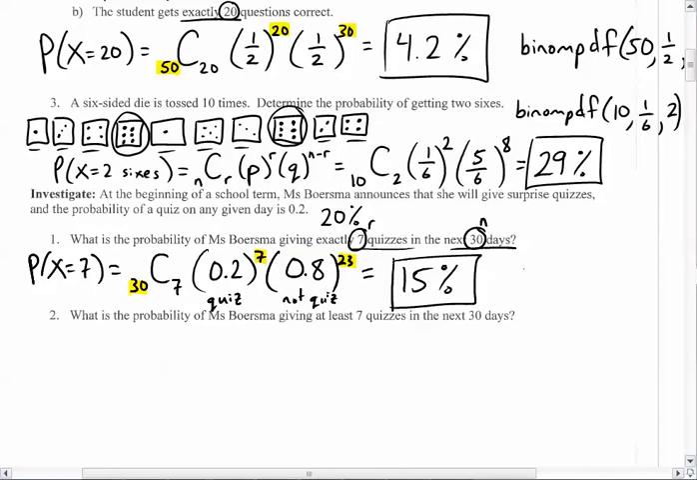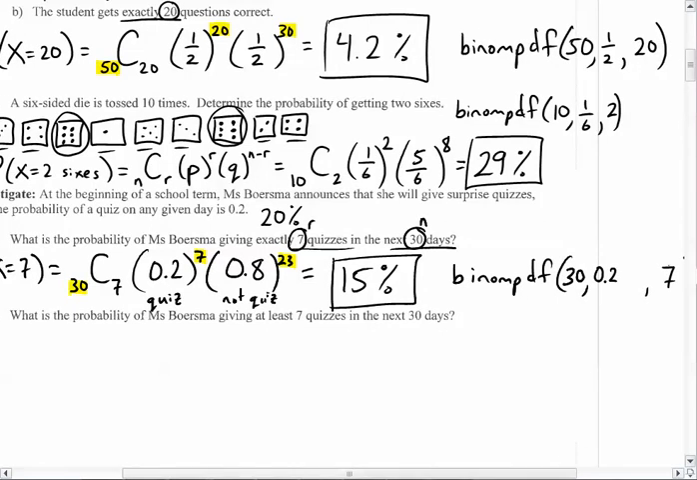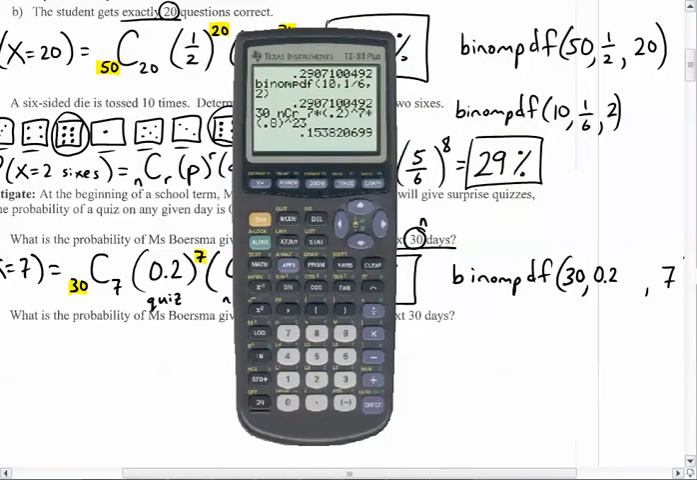And again, you can do this with the binomial PDF. Binomial PDF of, out of 30 days, with the probability of getting a quiz at being 20%, we want to get 7 quizzes. So you can also do second enter to get back what you typed instead of always having to go back into the catalog. Then we can just change the values. 30, 0.2, and 7. So there's a 15% chance.